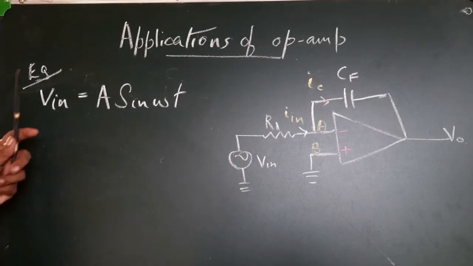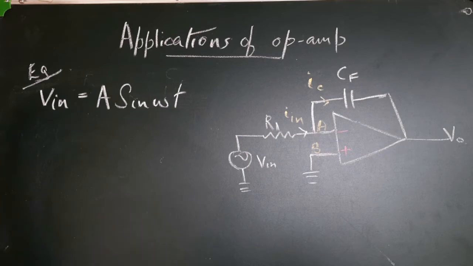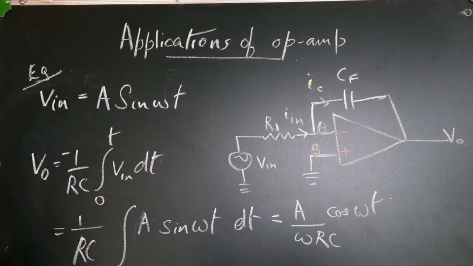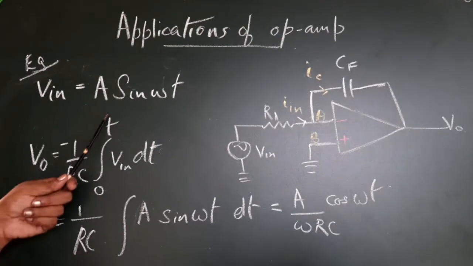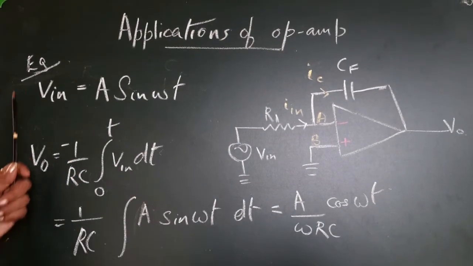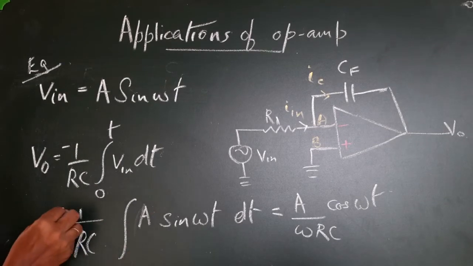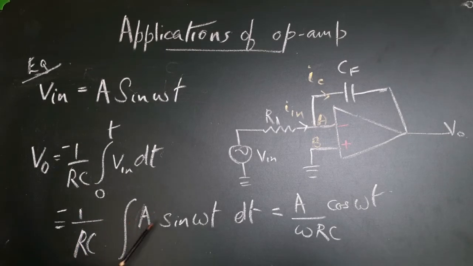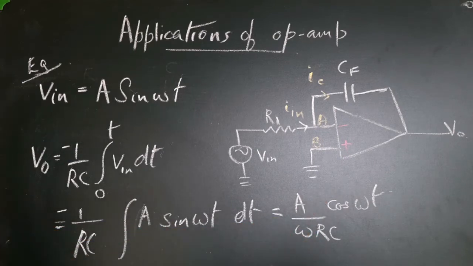Now let us take another example. What if our input voltage is A sin omega t? We know V out is equal to minus 1 by RC integral 0 to t V in dt. So this is our V in. Substitute it over here. Okay, there is a minus sign. Now the integral of A is a constant, you can take it out. The integral of sin omega t is cos omega t by omega. So this will be our final output voltage.